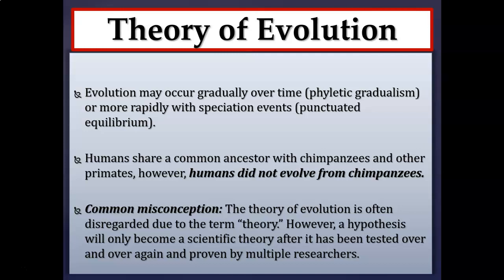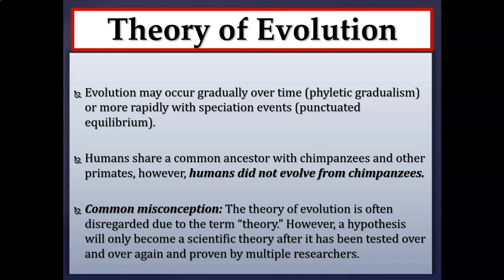So some common misconceptions. Humans share a common ancestor with chimpanzees and other primates. However, humans did not evolve from chimpanzees. So it's important to erase that linear image of a chimpanzee on one side and a bipedal human on the other, because that's not how evolution works. I want you to envision evolution as branching events, as a very bushy, complicated tree, or as a braided delta.